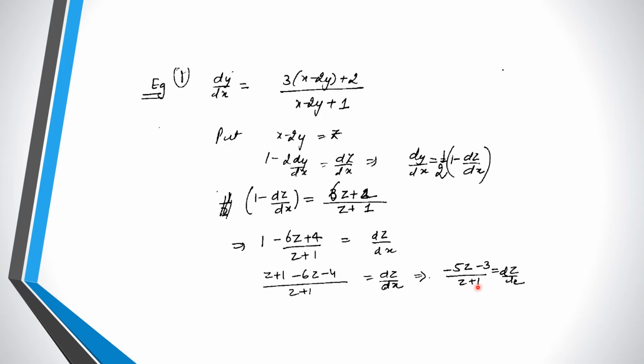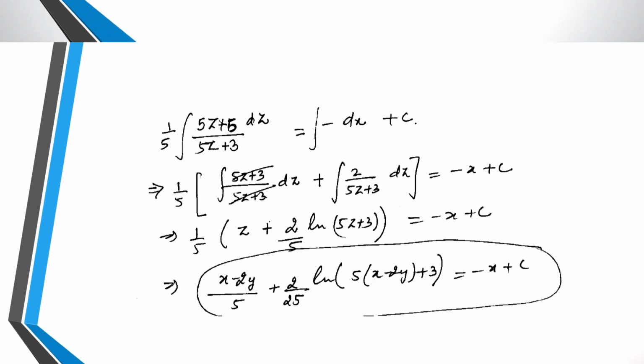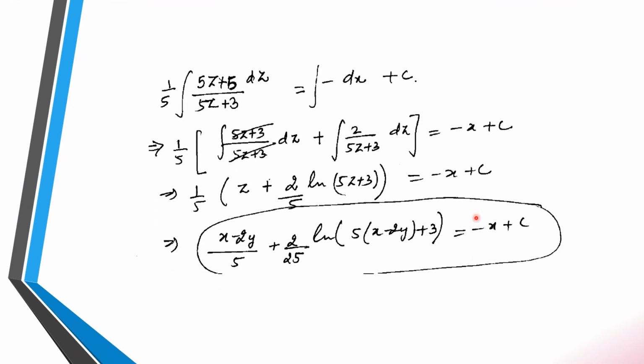Now just see, we can easily separate the variables. We can take the z terms to the dz side and the x terms to the dx side, and then we can integrate it and find the solution. And at last you substitute the value of z in terms of x and y, giving the general solution of this differential equation.